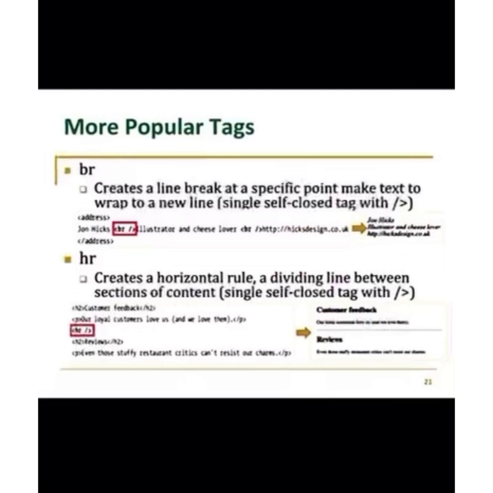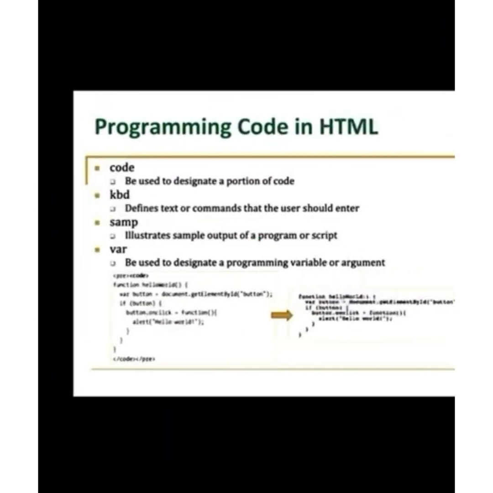Creates a line break at a specific point, makes text wrap to a new line. HR tag, horizontal rule. Creates a horizontal rule or dividing line between sections of content. Horizontal rule. HR tag, நம்ம next பார்க்கலாம்.